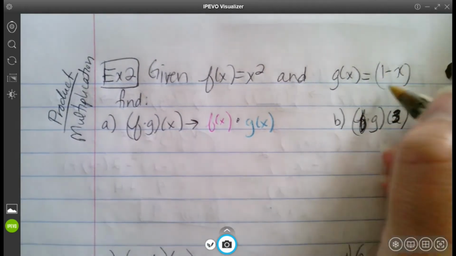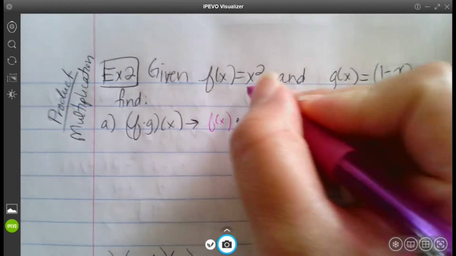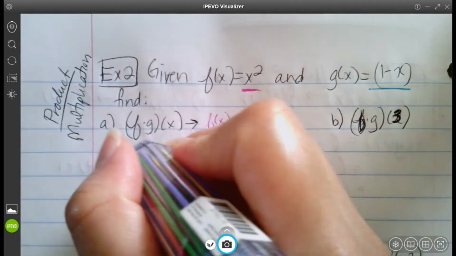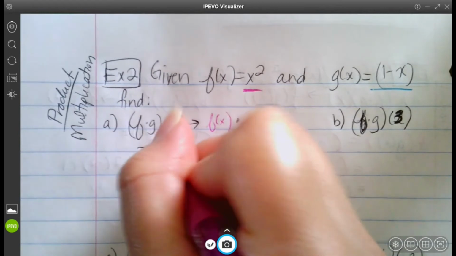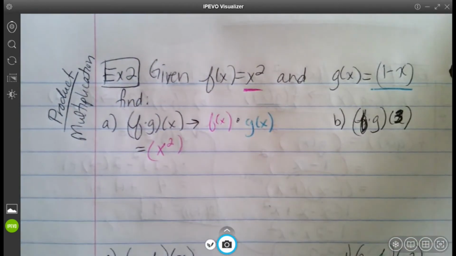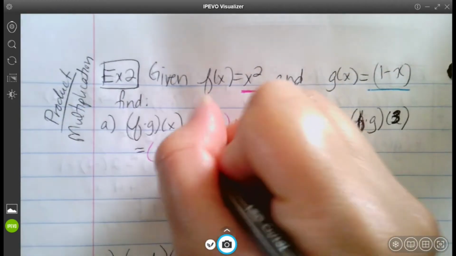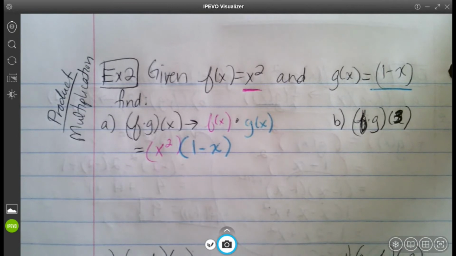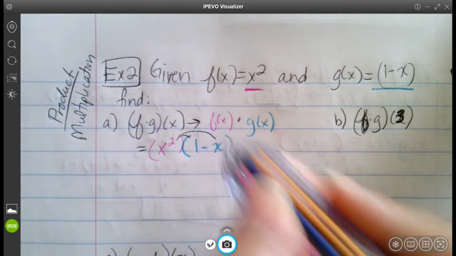Okay, so g of x is going to be over here, 1 minus x, and f of x is equal to x squared. So let's go ahead and do that. We have x squared first. I'm going to put it in parentheses, times g of x, which is 1 minus x. Okay, and we're just going to distribute. In this case, x squared gets distributed to both the 1 and the negative x.